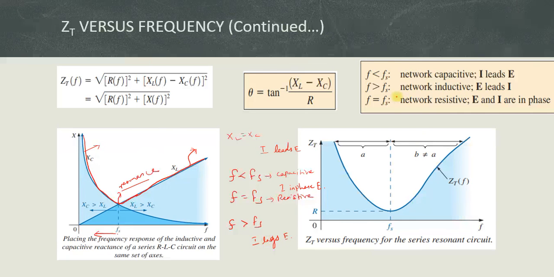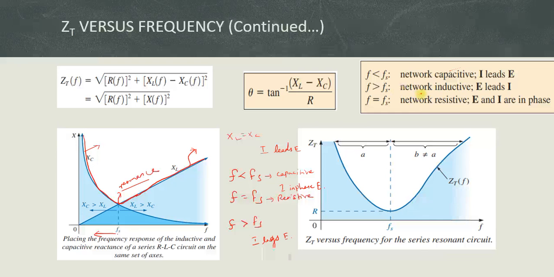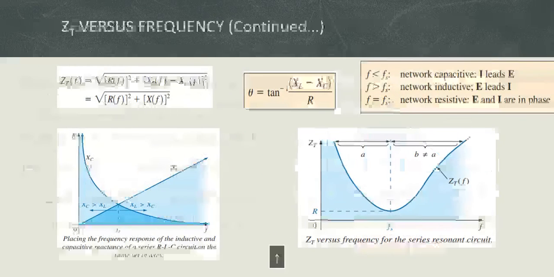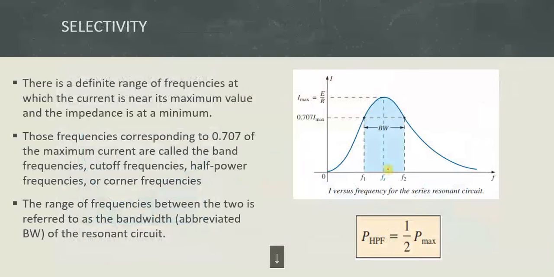So this is explained here. If my frequency is less than my resonance frequency, my network is capacitive. If it is greater than the resonance frequency, my network is inductive. And if both the frequencies are equal, then the network is resistive. It is explained in the corresponding graph. Okay, so next, selectivity. Just see this graph. This graph is simply inverted here.